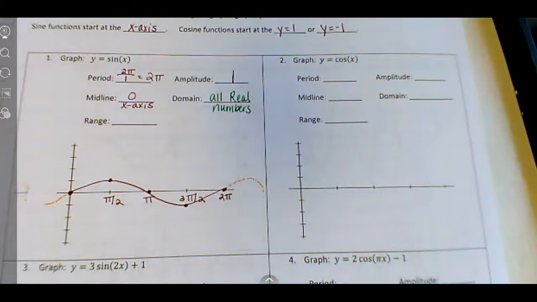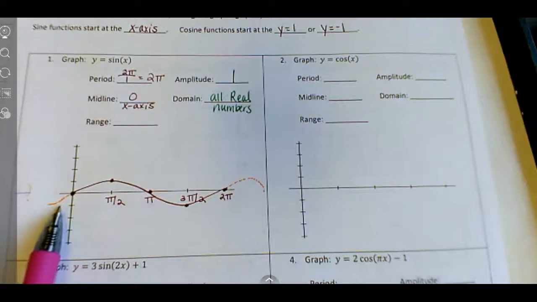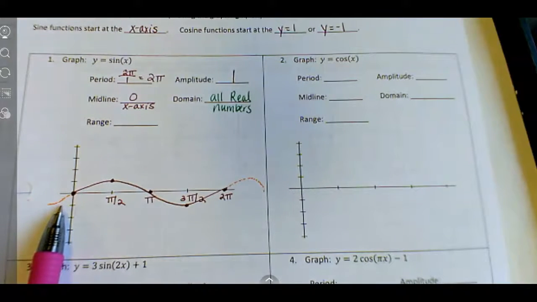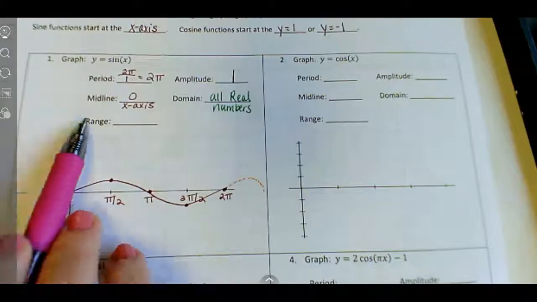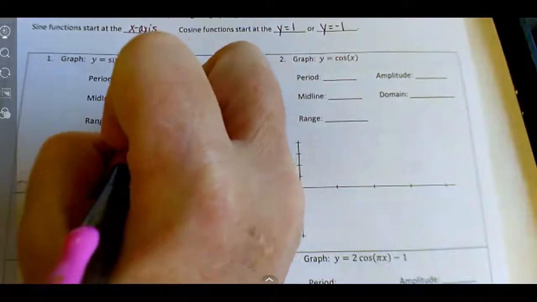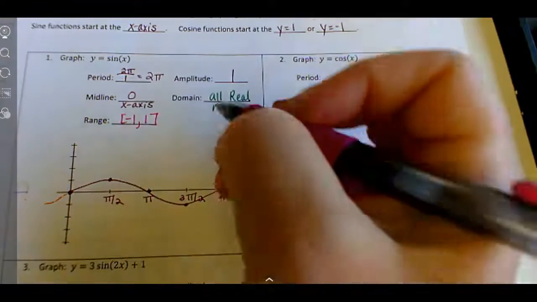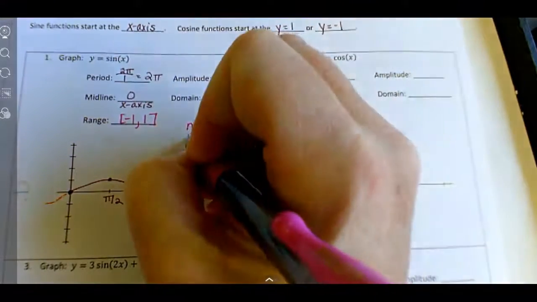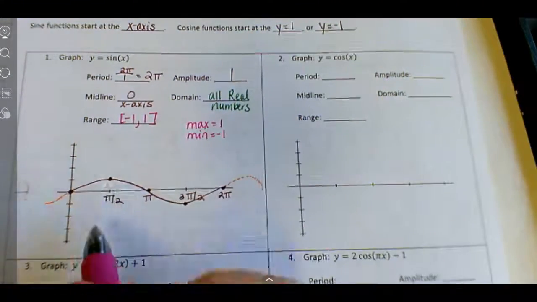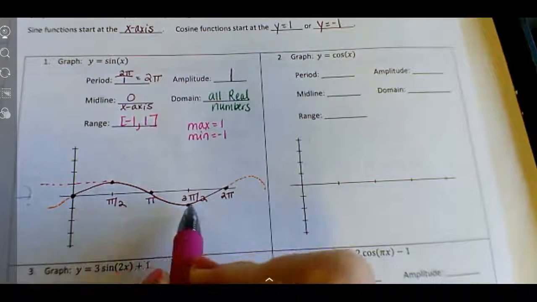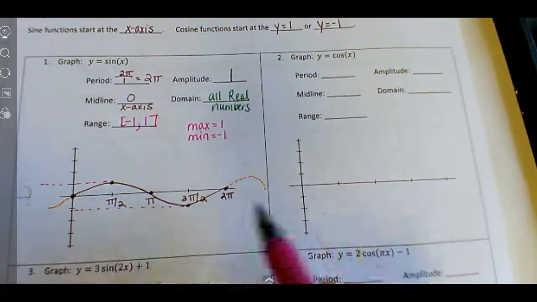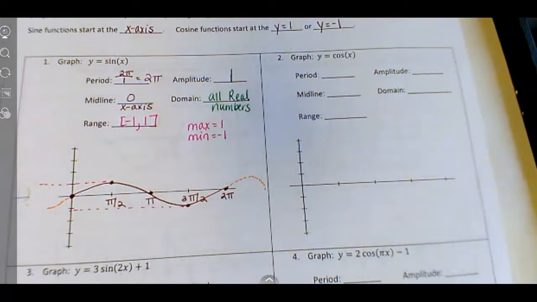The range for this graph, if you think about it, how far down does it go? Well, it goes down to -1. How far up does it go? It goes up to +1. So the range of this graph would be -1 to 1. Sometimes the question might ask you, what is the max or what is the min? Okay, and I'm going to write that down. The max is 1 and the min is -1 because it's where the highest value is or where the lowest value is. And the amplitude tells us how to figure that out.